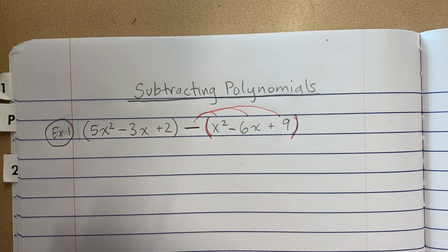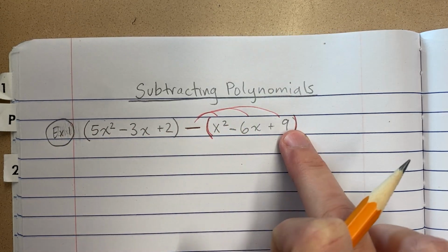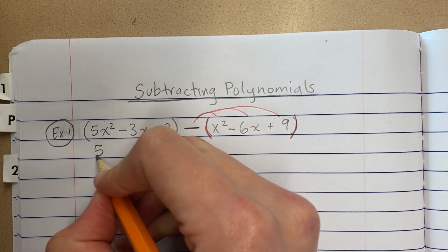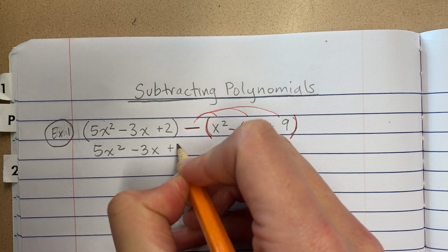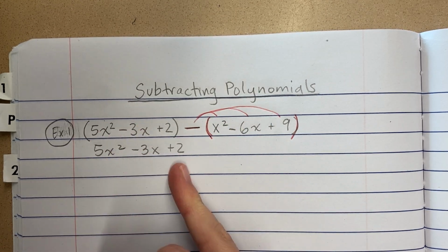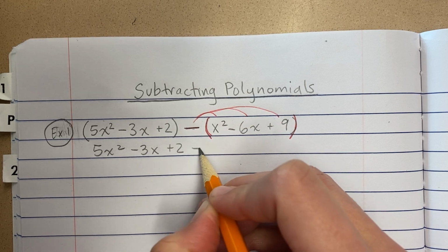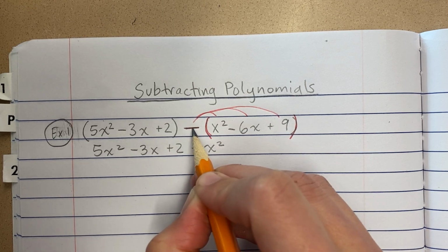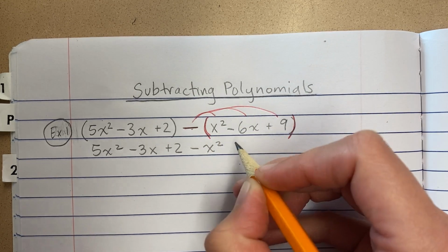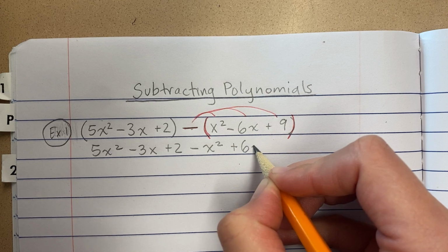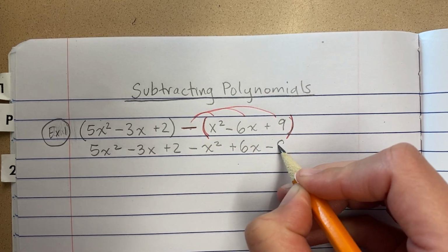This set of parentheses is not being subtracted. Look, there's no minus sign in front. This minus sign belongs to this set of parentheses. So what I'm going to do is just copy down, with no change. These are the same. But now here, this is minus x squared. This is minus a -6. What's minus a negative? A double negative becomes a positive. This is minus 9.